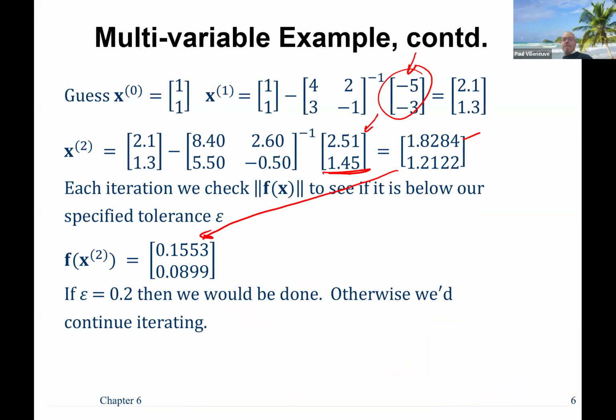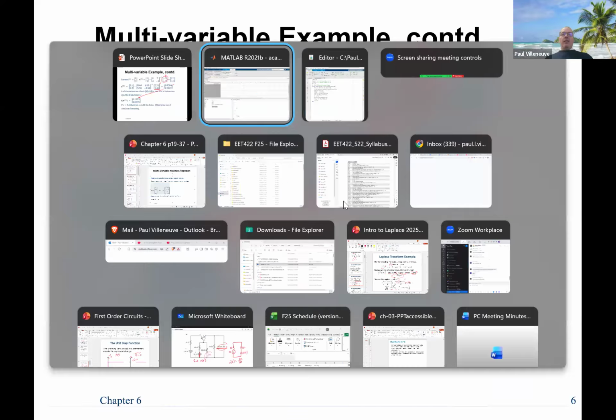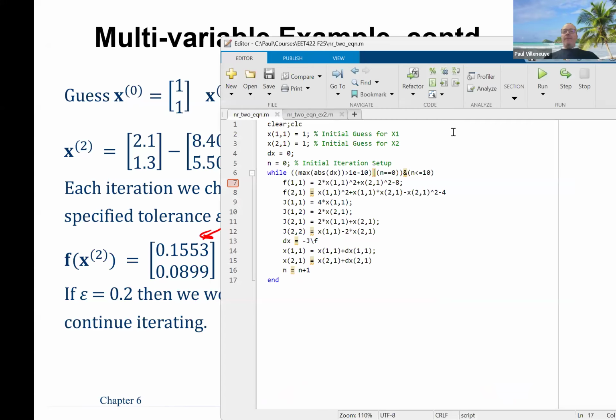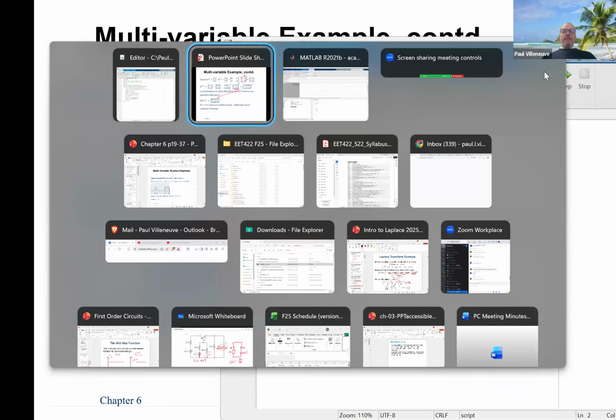Question on that? Make sense? Don't make sense? Let's see if we start at 0 and 1. So let's clear all of those. And let's change this to 0 and 1, and we'll run it and see what happens.